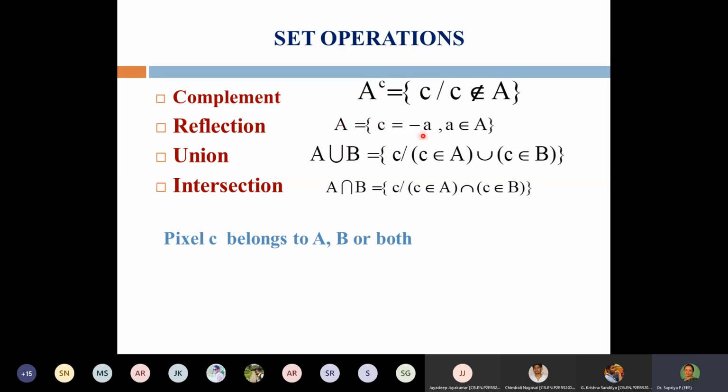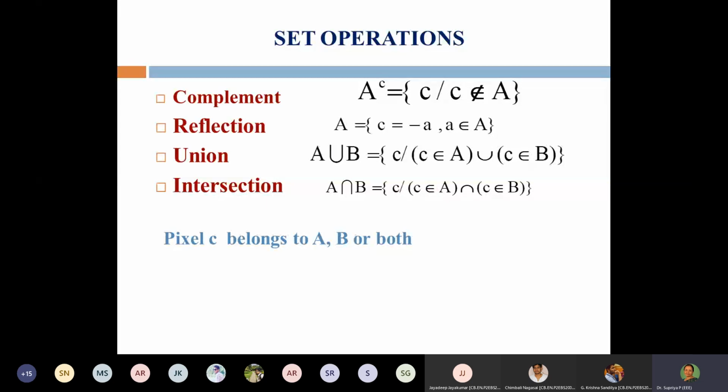This is the process of reflection, and union is the combination of the elements present in image A and image B. As a result, usually we will see that after union, the number of elements will be more. Intersection, the elements which are common to both images are going to be considered. When we say elements, it is actually the pixels, which means if the pixels are 0, 0 or 0, 1 in both images, then we will consider that as the intersected value.